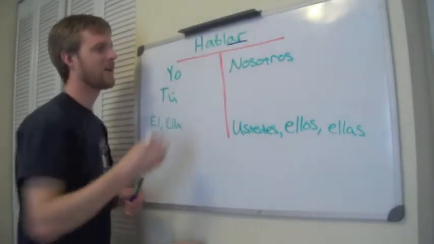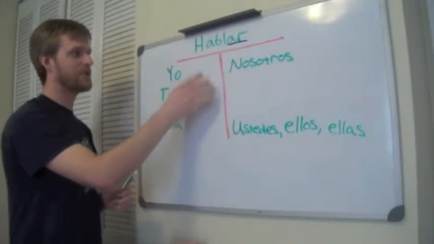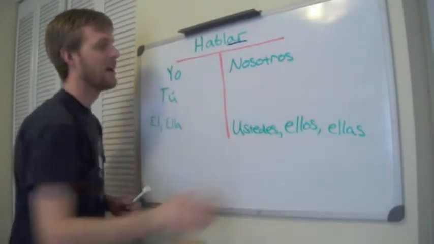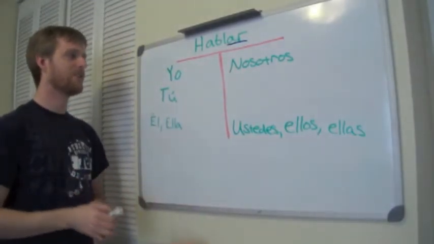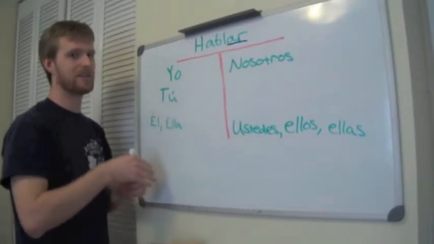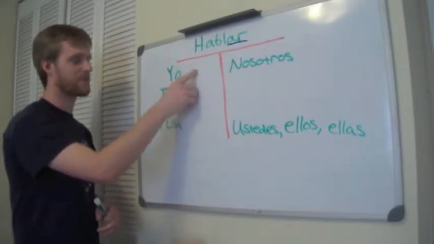So here's your AR ending. And this ending is what changes when you take this verb and drop it into these different categories. And we'll go over the changes later, but I just wanted you to know the pronouns that go into each category. So yo in English is I, first person singular.